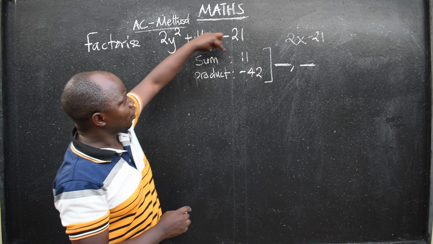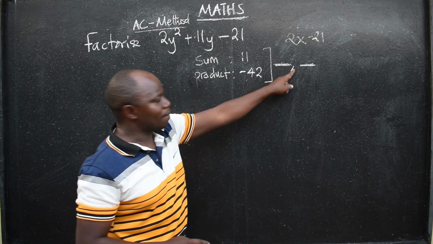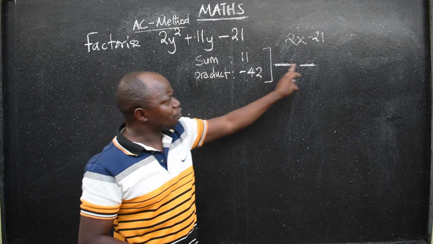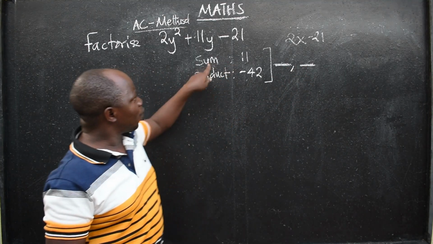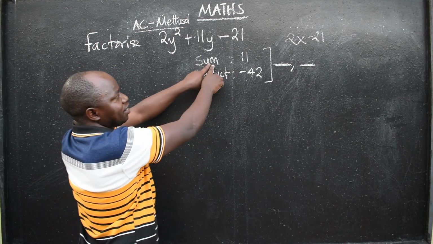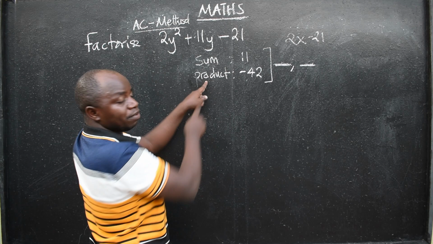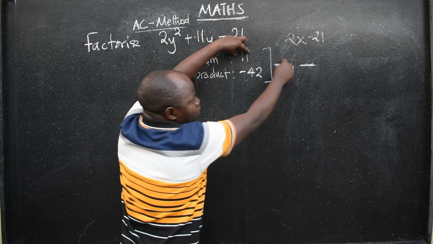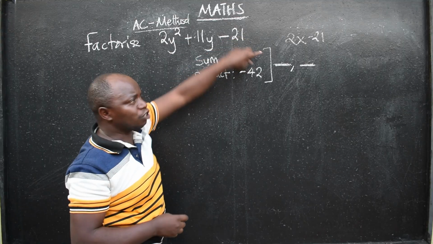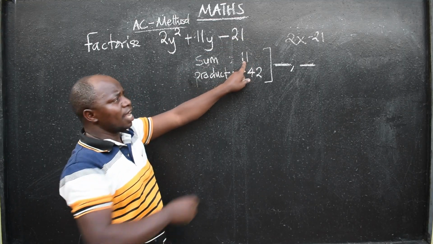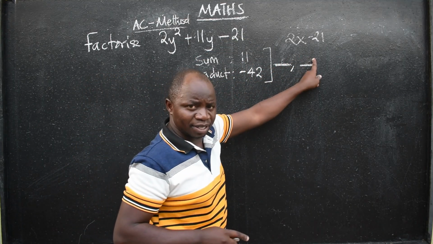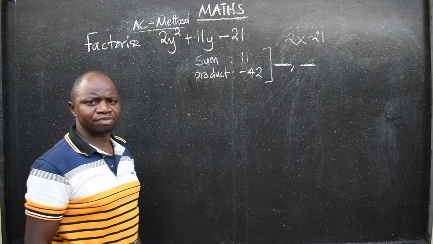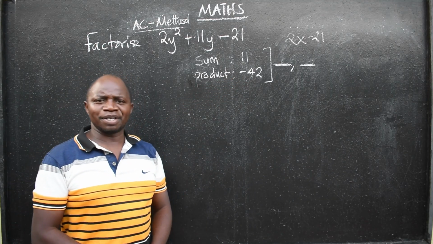These two numbers are coming as a result of you understanding the meaning of this. Well, we need to look for two numbers. Get me very well there. We need to look for two numbers. When I add them, sum means add. Product means times. So when I add them, I should get 11. And those same two numbers, when I multiply them, I should get negative 42. What are the two numbers? Tell me.